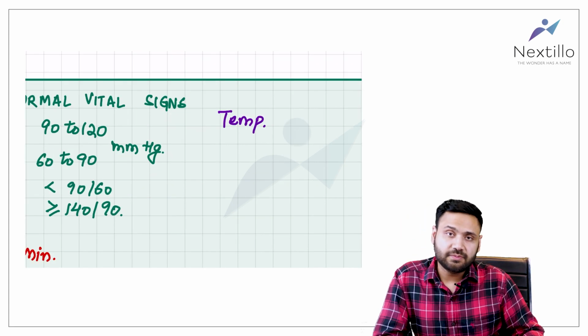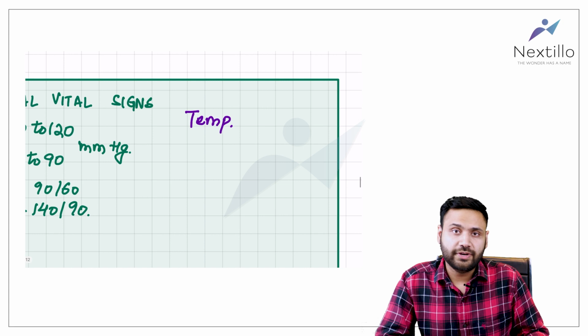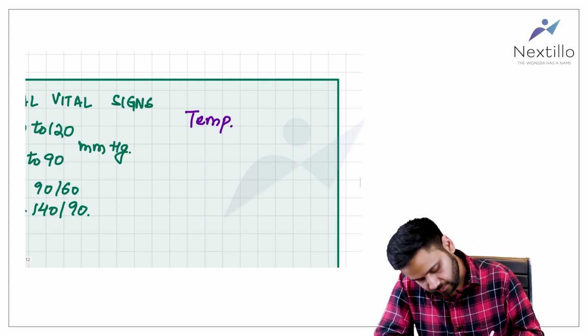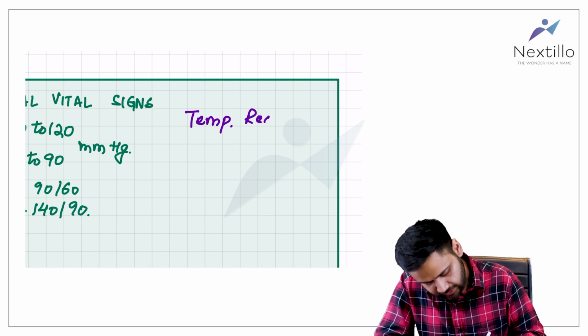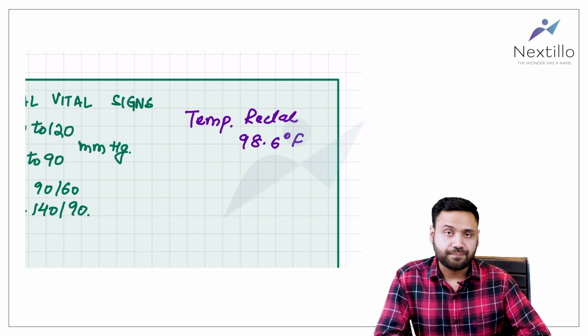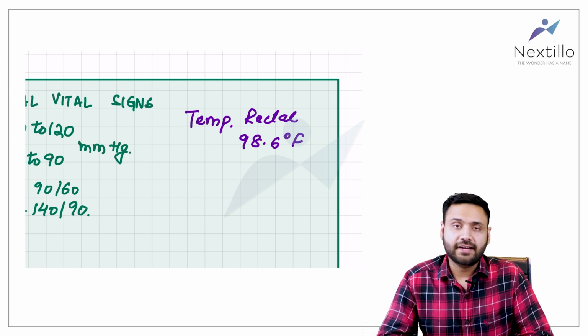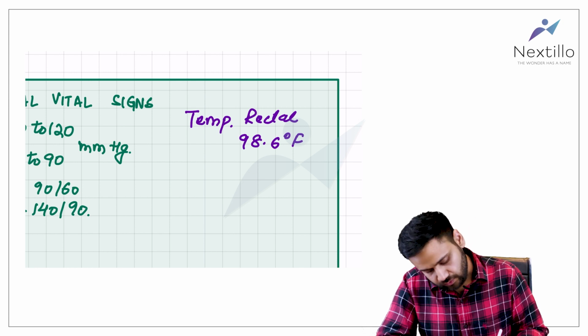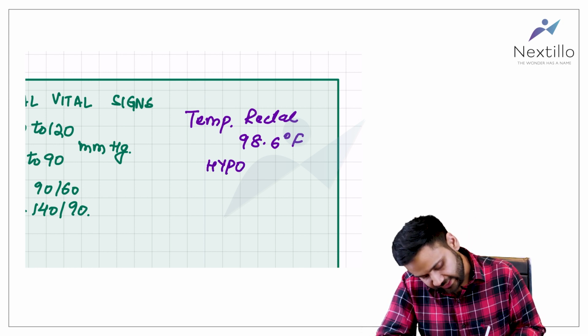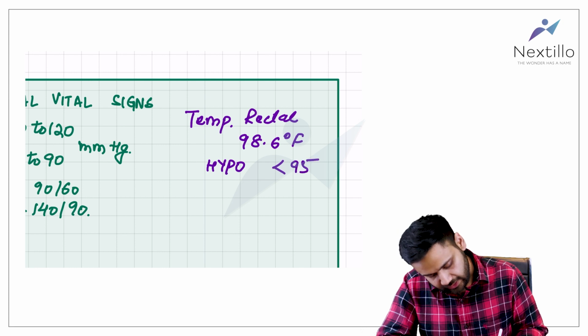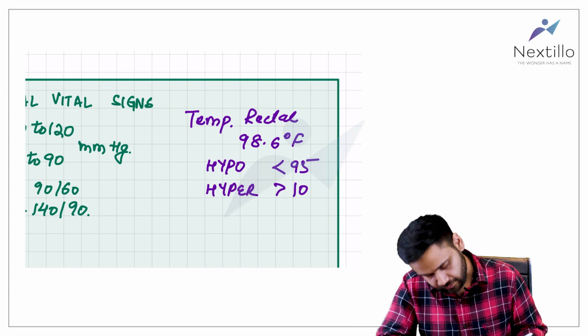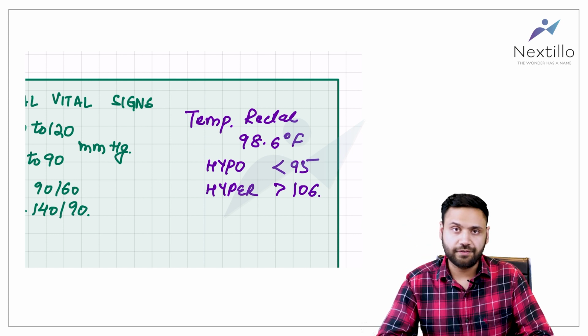Normally, the rectal temperature is 98.6 degrees Fahrenheit. So, what is hypothermia? When the temperature is less than 95, and hyperthermia is when the temperature is more than 106. Right? I think everyone followed that.